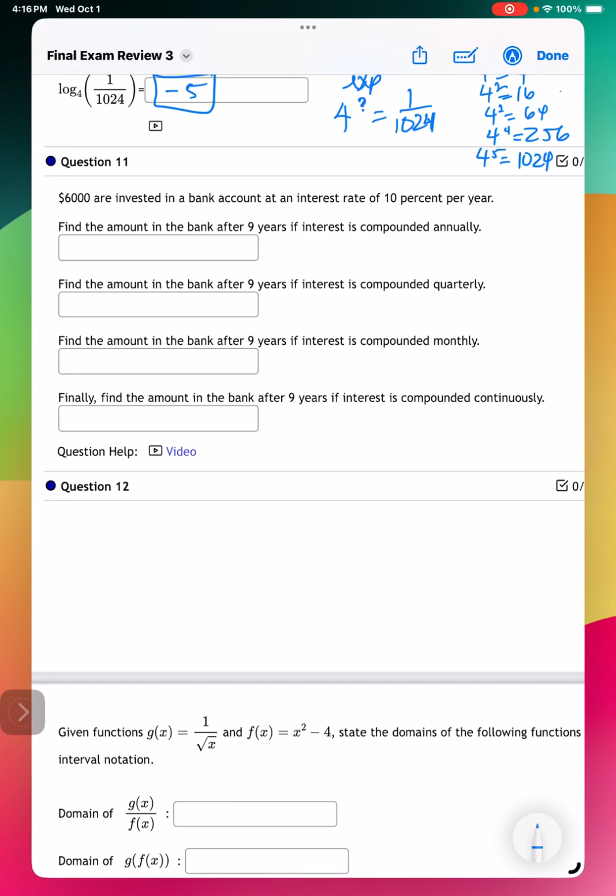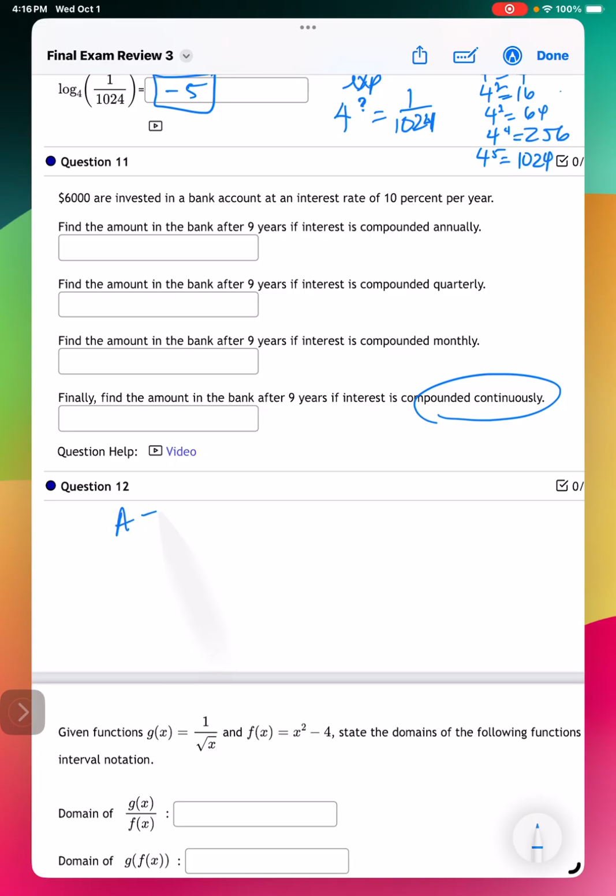Okay, class, let's get started on question 11. This is about investing and exponential growth, compounded annually, or continuous and compounded continuously. So some key words here tell us that we're going to be using one of two formulas.